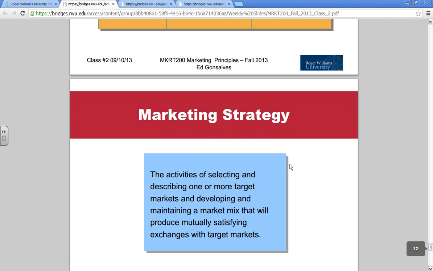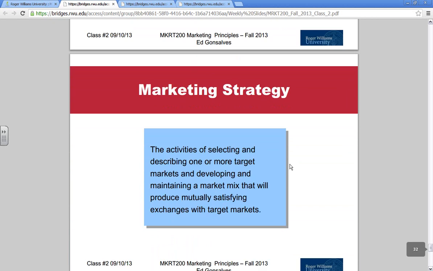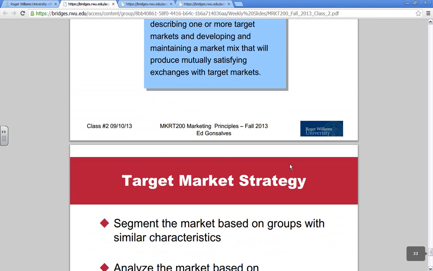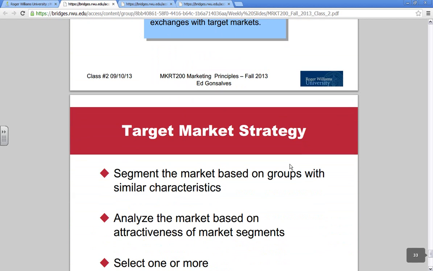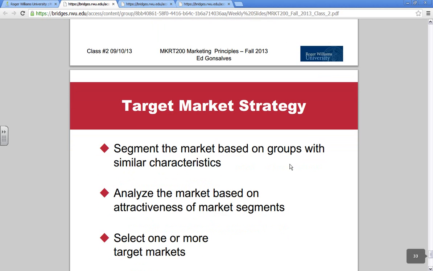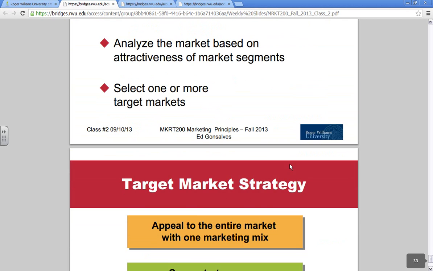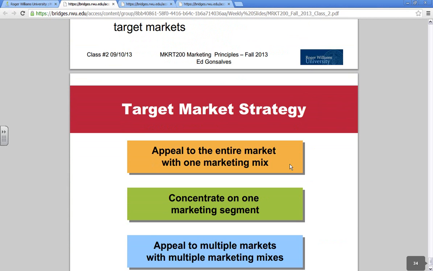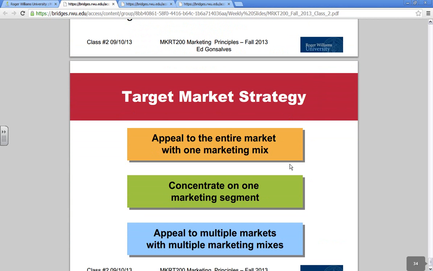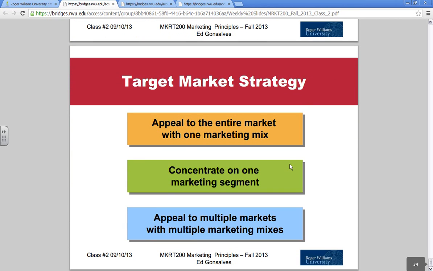So you always have to have a strategy for a target market, no matter what you're doing, okay? Target markets segment markets into smaller, more manageable and well thought out markets, so that it's easier to figure out how to tackle the business, and you're not going after the whole thing. Appealing to an entire market with one marketing mix is tough. Concentrating on one segment can be hard. Appealing to markets with multiple market mixes can sometimes be a bit more efficient.